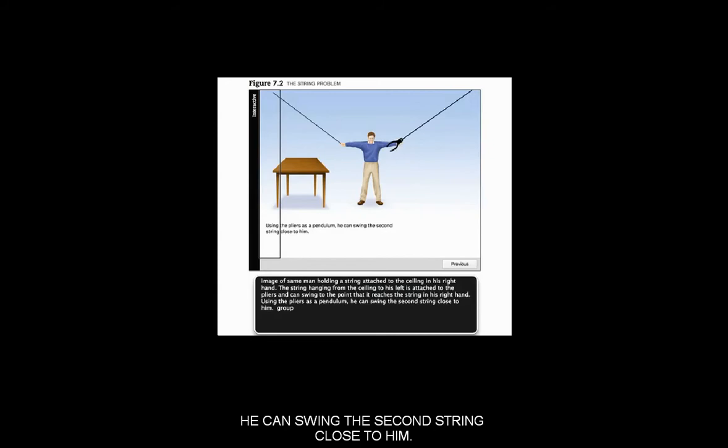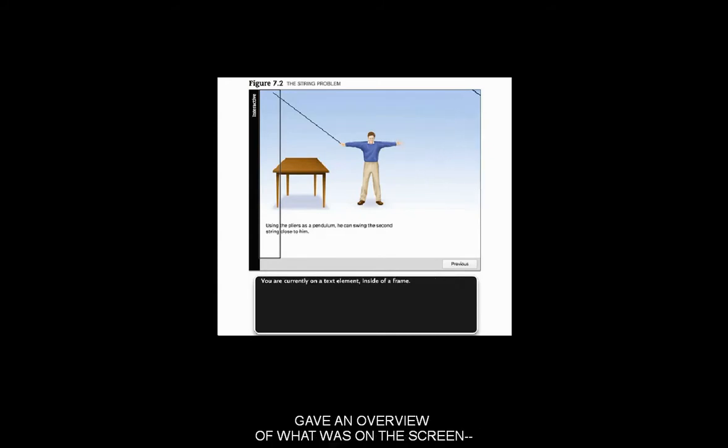So I hope you could hear that the detailed description gave an overview of what was on the screen, as well as giving the text that's on the screen. And together, those two enable a user to understand the full intent of the activity.